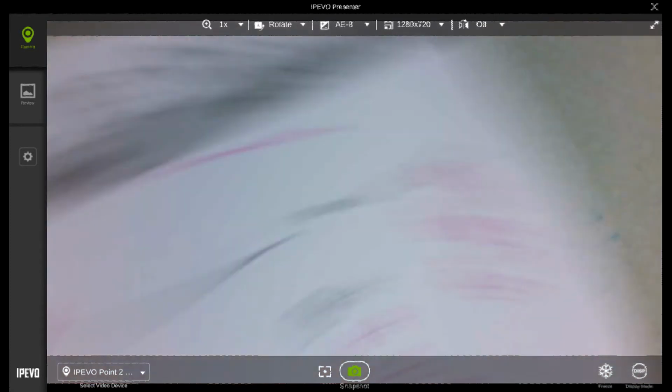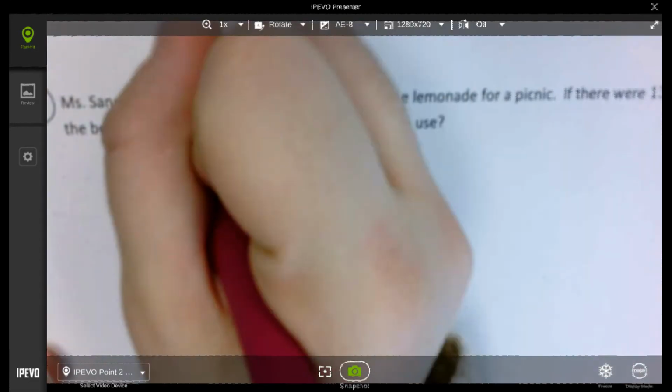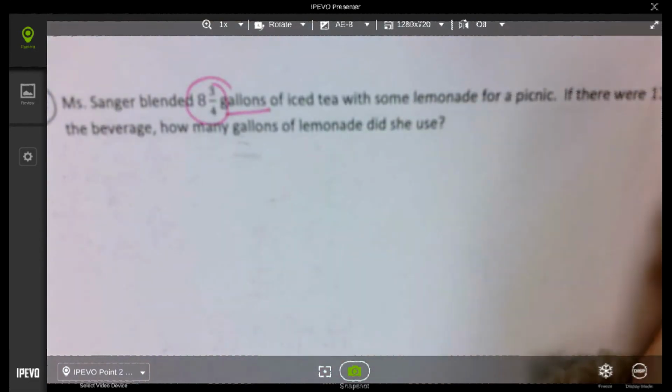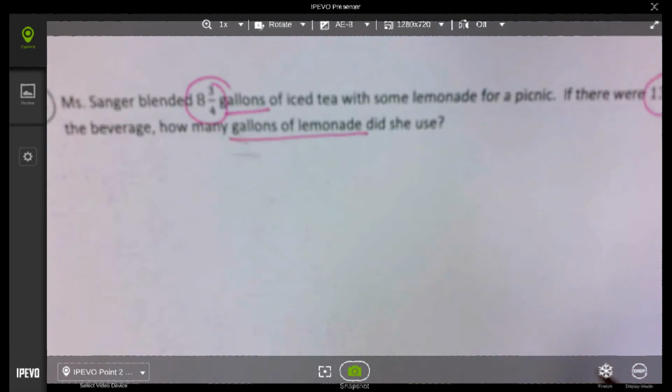All right, on to the back. Mrs. Sanger blended 8 3/4 gallons of iced tea with some lemonade for a picnic. If there were 13 2/5 gallons of the beverage, how many gallons of lemonade did she use?